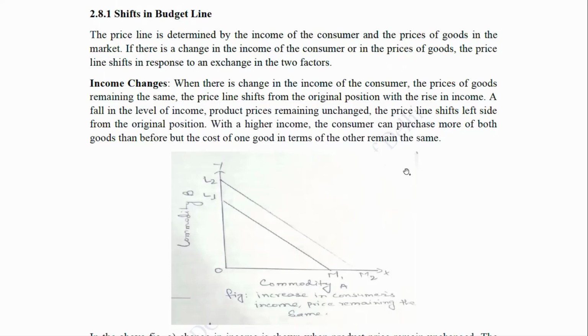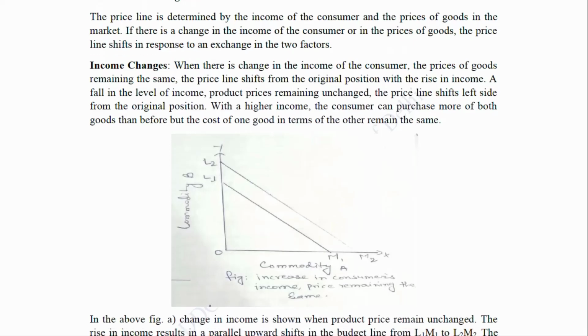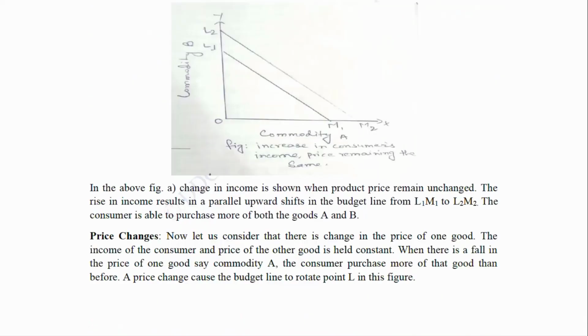A fall in the level of income, product prices remaining unchanged, shifts the price line to the left of the original position. With the higher income, the consumer can purchase more of both goods than before, but the cost of one good in terms of the other remains the same. In the above figure, change in income is shown when product prices remain unchanged. The rise in income results in a parallel upward shift in the budget line from L1M1 to L2M2. The consumer is able to purchase more of both the goods A and B.